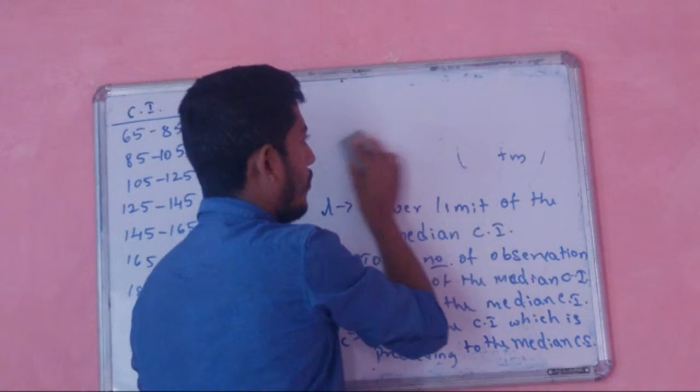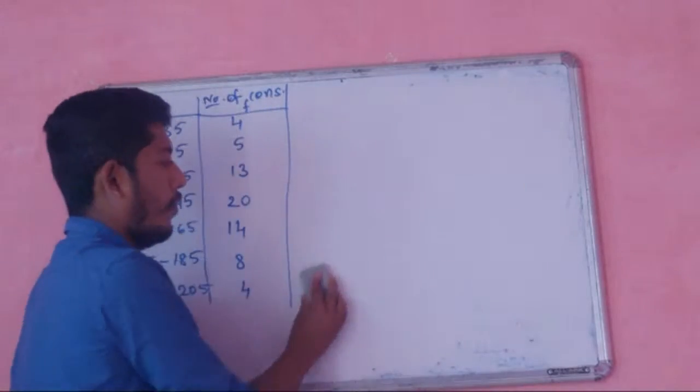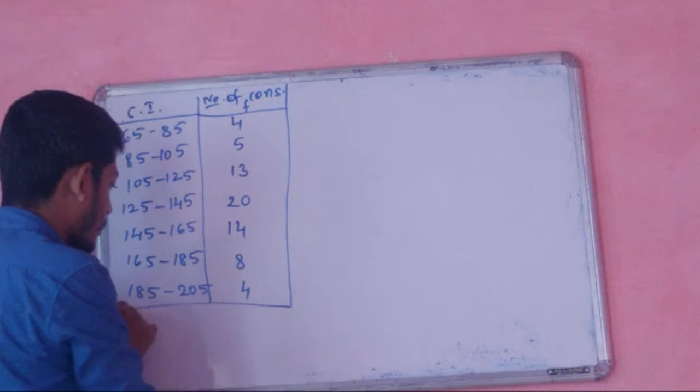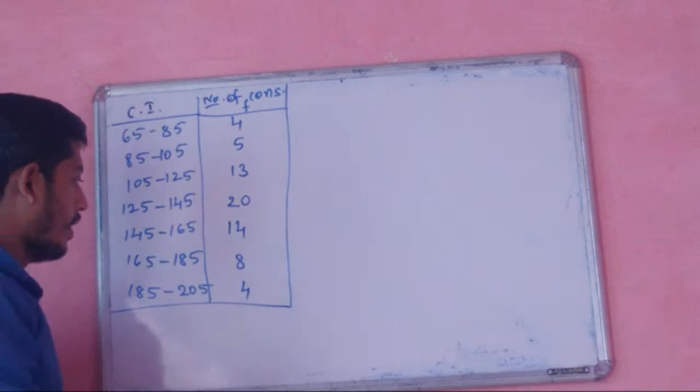I will write the formula and the terms. While solving the problems, I will use the short forms. Okay. So first step, we have to add all the frequencies. That gives the n value.